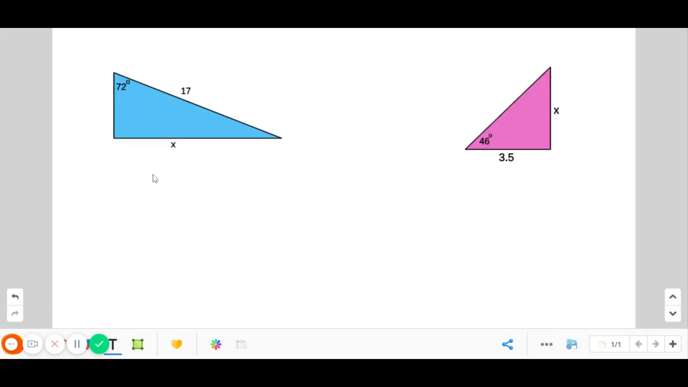So over here we have a triangle. We know this angle is 72 degrees. This is the right angle. The hypotenuse is 17, and this other side is x, and we want to figure out how big x is. We want to know the length of this side on the bottom.